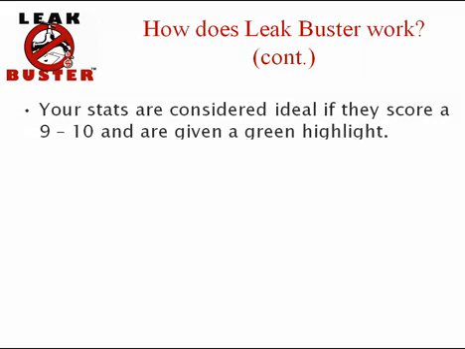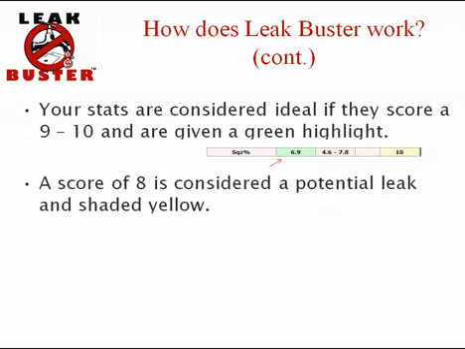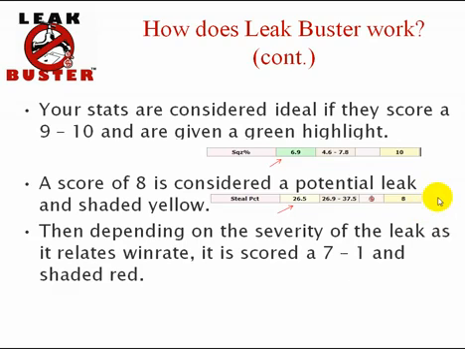Your stats are considered ideal if they score a 9 or 10. Here, this stat is scored a 10 and it's given a green highlight. A score of 8 is considered a potential leak and shaded yellow. It's also given a small leak icon. This means for an 8 that this could be something that's costing you money. It's right on the borderline and it's something that you should be paying attention to.